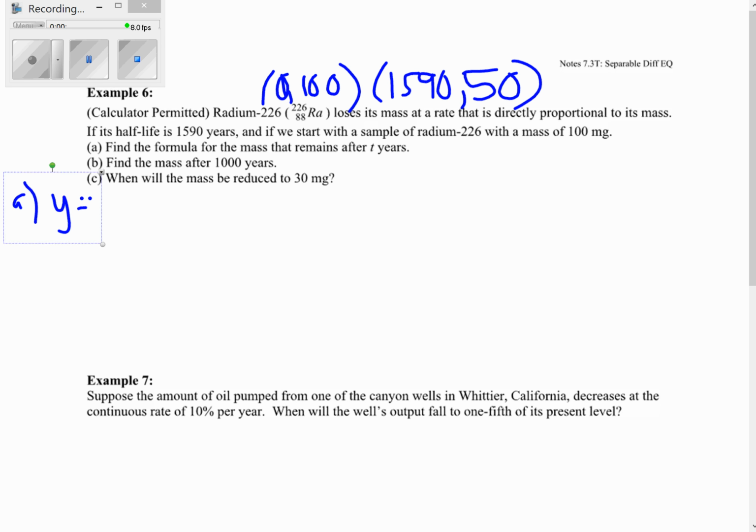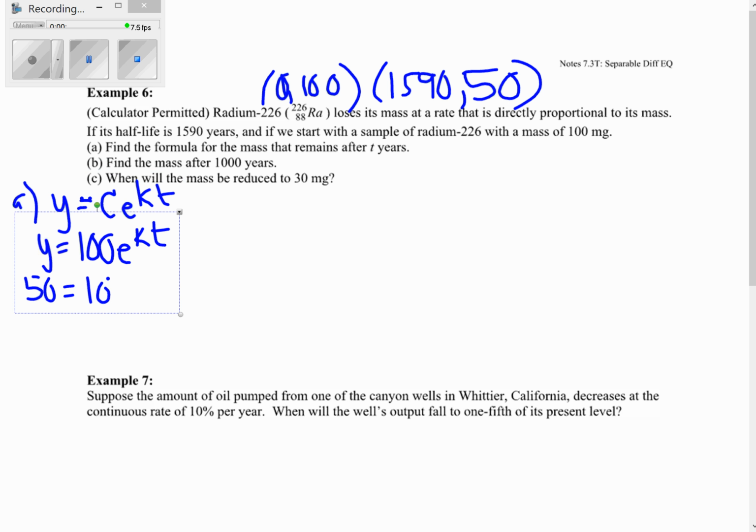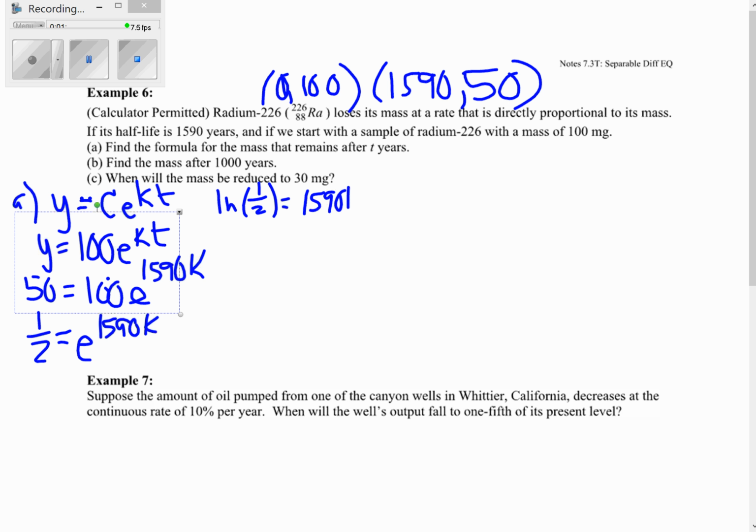So y equals, we know that this is an exponential decay here. y equals C times e to the kt. We know 100 is our initial condition. And we're trying to figure out what is the constant of proportionality. So I'm solving this here. I get now ln of 1/2 equals 1590k.